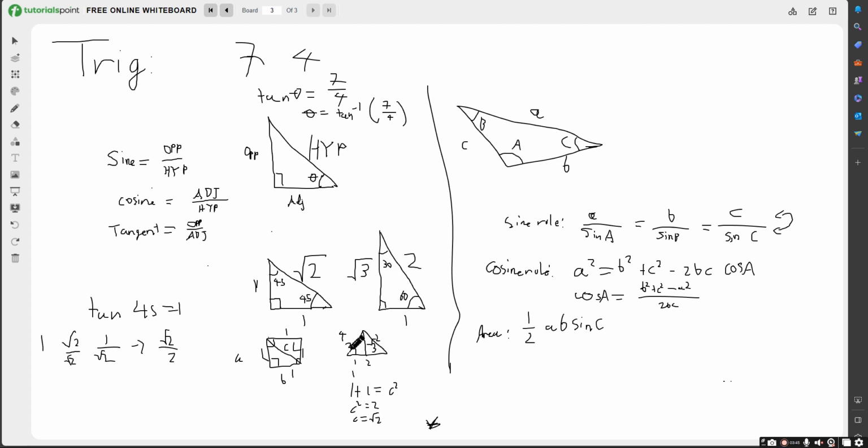And then this is useful because if I asked you for cos of 60, you look at 60, adjacent over hypotenuse, 1 over 2. If I asked you for sine of 30, for example, opposite over hypotenuse, 1 over 2. Does that make sense? I hope that makes sense. Yeah, if it doesn't, just tell me or something.